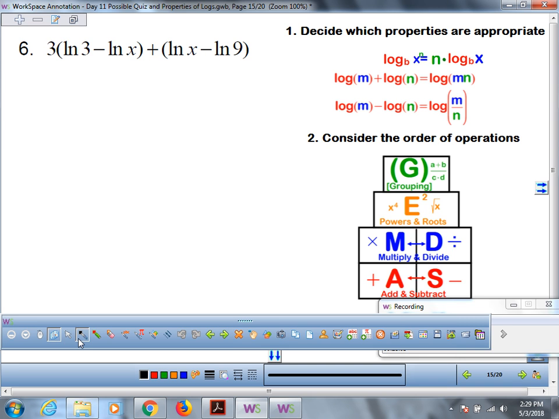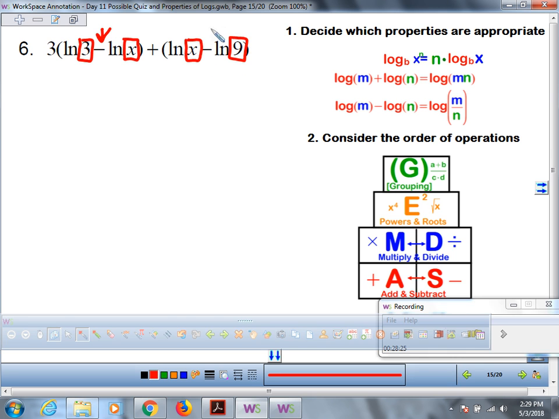Okay. Alright. So I'm going to start with grouping symbols first. ln 3 minus ln x, I can use the quotient property for that. So the first thing I'm going to do is I'm going to combine these two using the quotient property. Then I'm going to combine these two also using the quotient property. So I'm going to rewrite that as 3 times ln 3 over x plus ln x over 9.